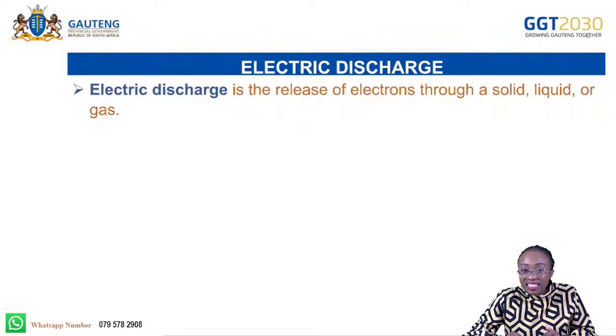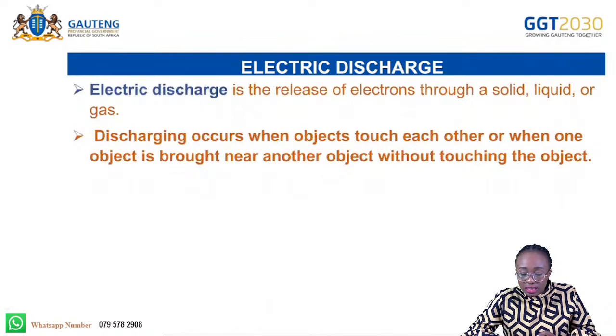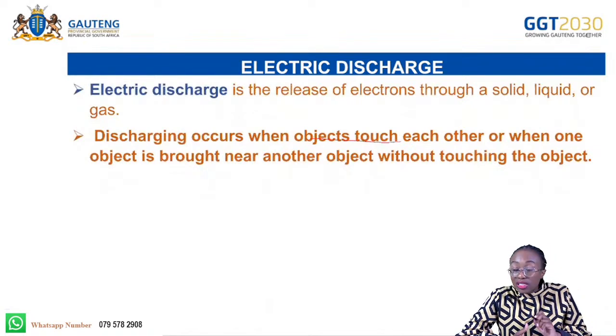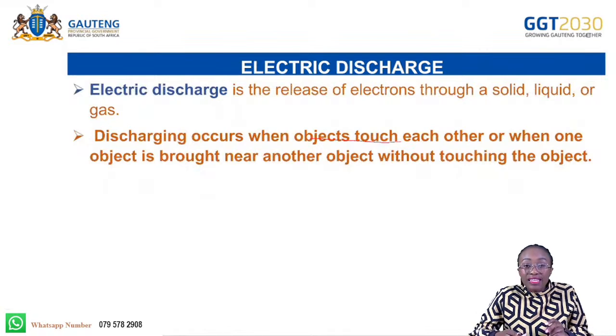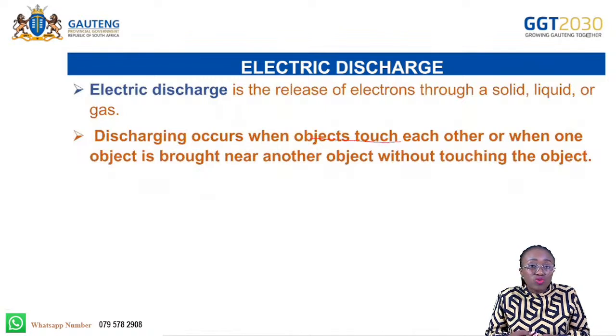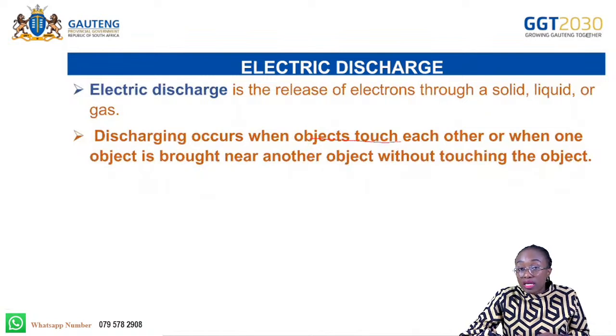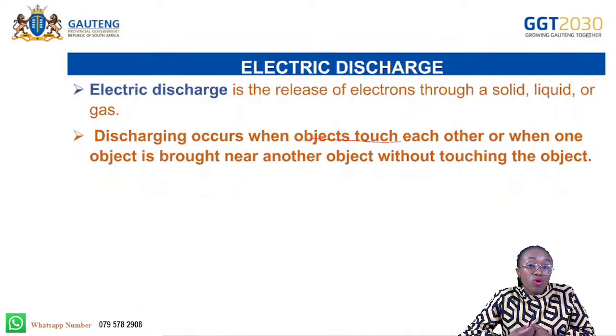Now, electric discharge is the release of electrons through a solid, a liquid, or a gas. So this insulator could be a solid rubber band, it could be a liquid, or it could be a gas. Now, this discharging occurs when objects touch each other or when the charged object is brought near another object. It could be the neutral object or it could be the positively charged object. So this is when discharging happens, either when a charged object touches a neutral or a positively charged object, or it is brought near.